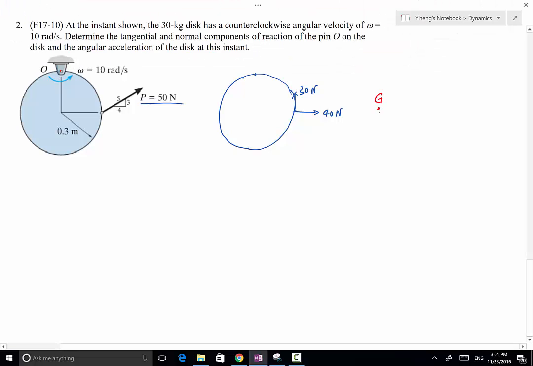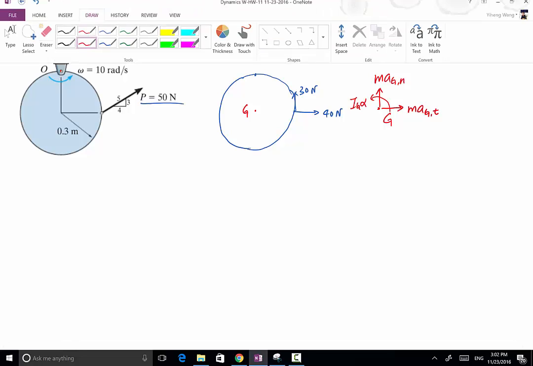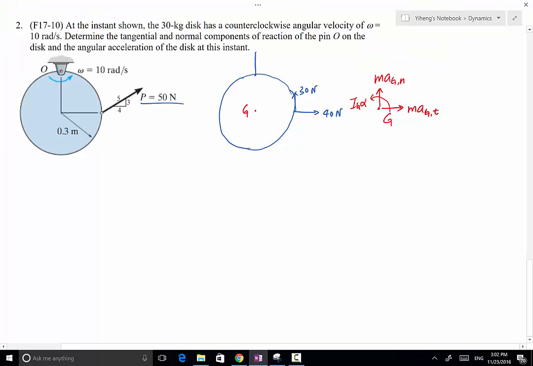If this is point G, the gravitational center, we will have m a_G,t in this direction, and then the normal direction will be pointing towards the center of rotation, so m a_G,n. And then we have a counterclockwise rotation, therefore I_G alpha in this direction. So as you can tell, we should draw our unknown forces O_N in this direction and then O_T in this direction. And lastly, we would have weight.